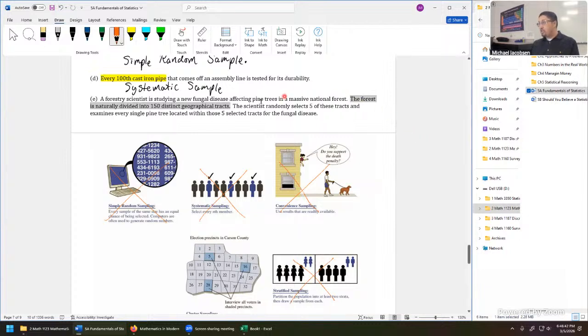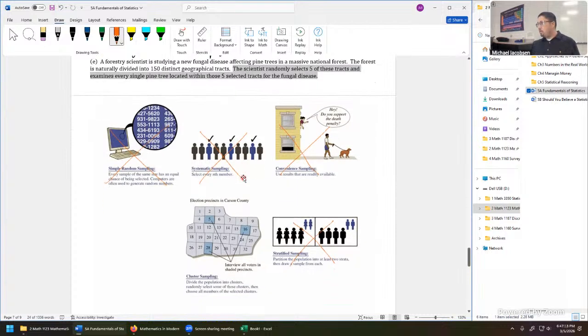It's a massive national forest, so this looks like it's going to take a lot of manpower. We probably don't want to go into every one of those 150 geographical tracts. So instead of studying all of them, the scientist randomly selects 5 of these tracts and examines every single pine tree specimen to study the fungus within those 5 tracts for the fungal disease. Well, that does have all the markings of a cluster sample.